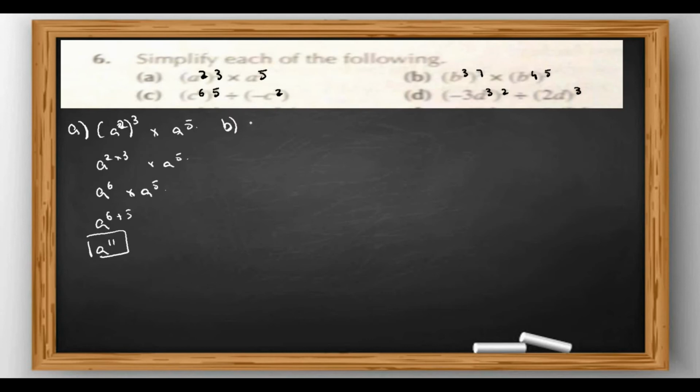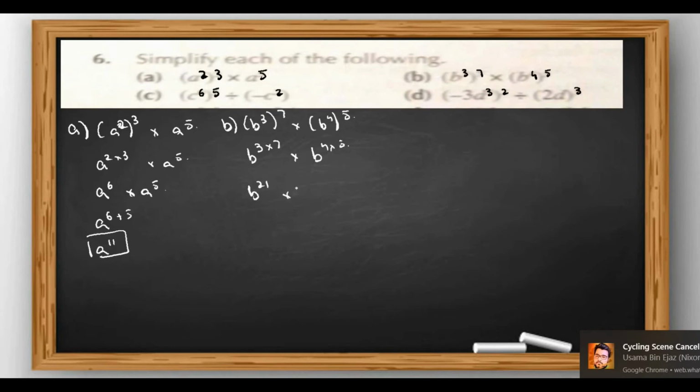Moving on to part B. Part B is b raised to power 3 bracket close raised to power 7 multiplied by b raised to power 4 bracket close raised to power 5. Now multiply the powers as they are outside the bracket. b raised to power 3 multiplied by 7 multiplied by b raised to power 4 multiplied by 5. This becomes b raised to power 21 multiplied by b raised to power 20. So your final answer would be b raised to power 41.